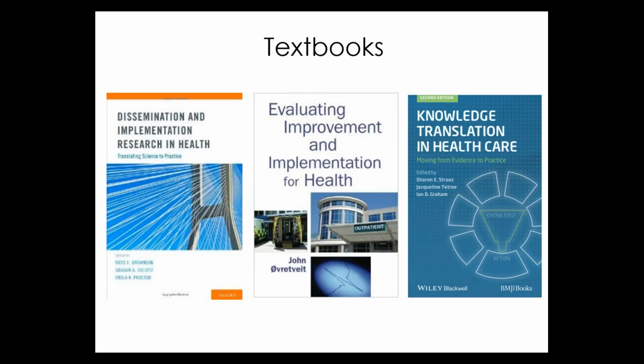There are books out there. Our book on the left on D&I science, one from John Overveit from the Karolinska Institute in Sweden, and then one is sort of the Canadian version by Sharon Strauss and colleagues on what they call knowledge translation.